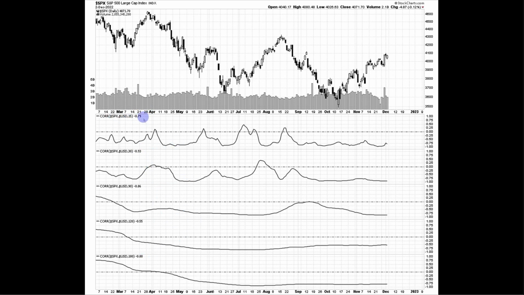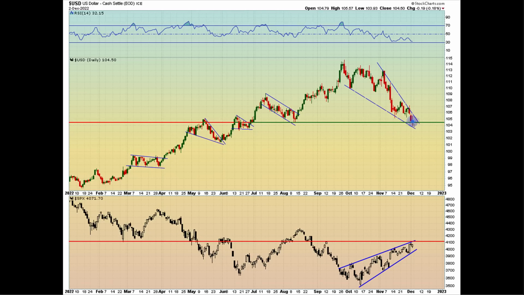And you can see here, if you just look at these numbers, minus 0.79, minus 0.93, minus 0.86, minus 0.55, it's a negative correlation. So even on the shorter time frames, it's a very strong negative correlation. The 30-day is minus 0.93, which tells me that when the dollar moves up, the S&P 500 can get knocked down. So if the dollar breaks out, the S&P 500 can move down. Now, if the dollar breaks down from these levels, the S&P 500 could break through this area of support and potentially give us that Santa Claus rally. So that is going to be something to watch too.